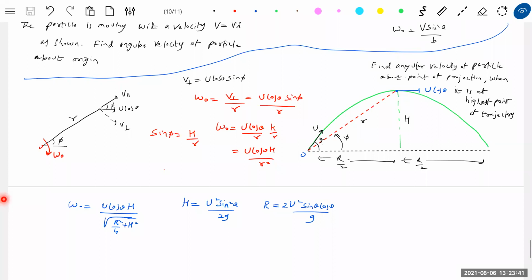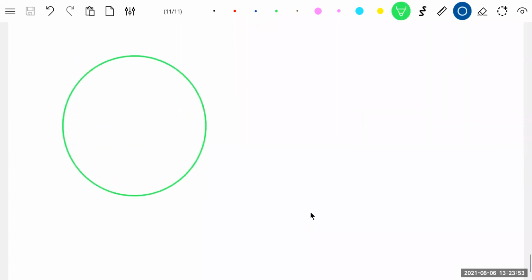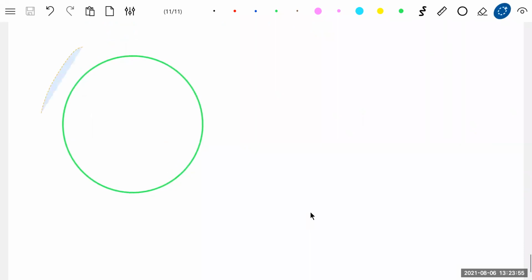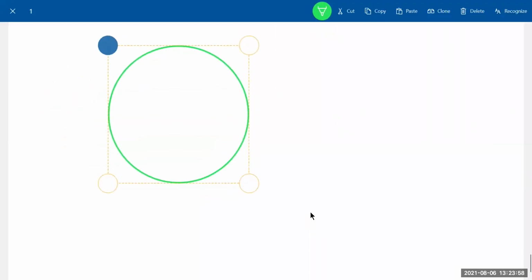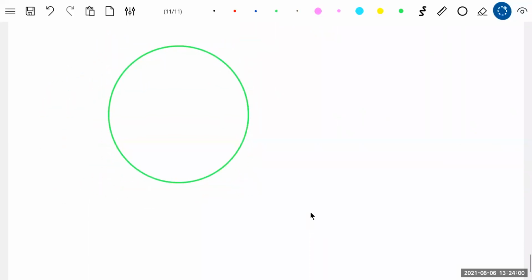Now, can we describe the motion with respect to any other point? Yes, we can. Now, suppose a body is moving in a circular path. There's one last very generalized discussion, I'll make it. This object is moving in a circular path, there's no doubt.